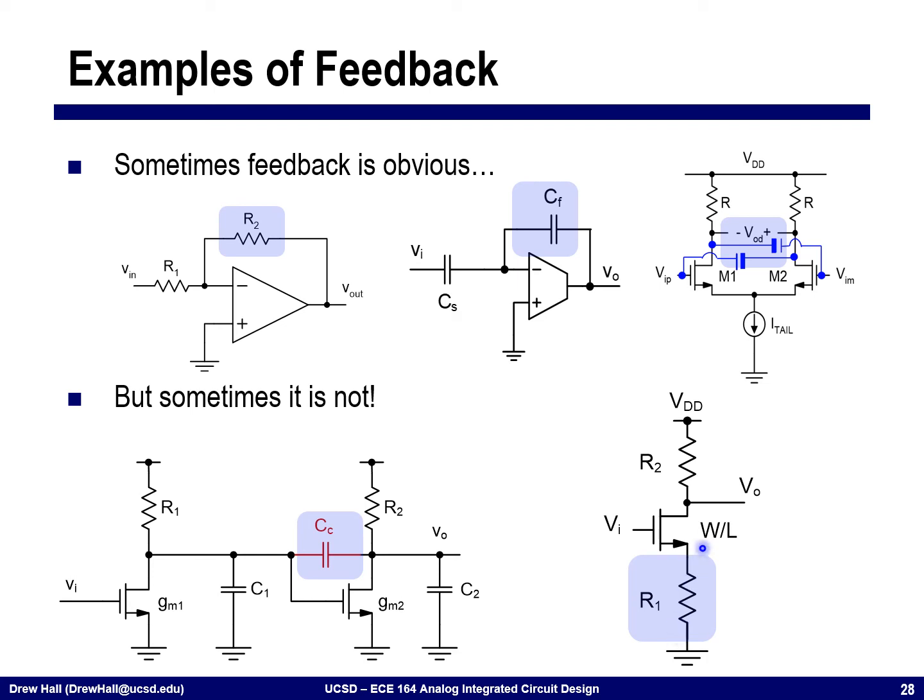In this case, it's not sensing the output voltage, but it's sensing the output current. Okay? And it's taking this output current and reflecting it to a voltage that is then fed back to the input. It's not directly fed back to VI, but it's fed back to the source terminal, which is coupled to the input. And so this is another form of feedback, even though it doesn't touch either the output or the input terminal of the circuit.